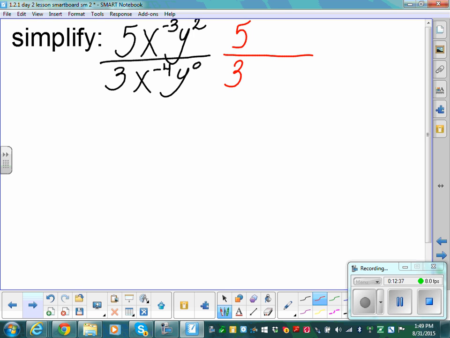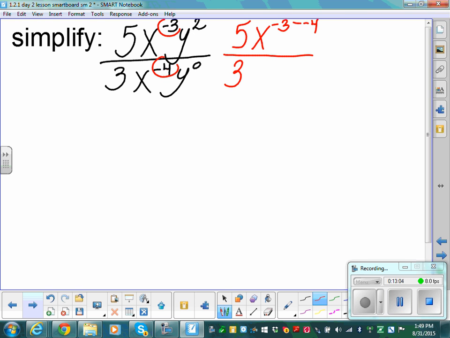Okay, so we're looking at x's. So we have x to the negative 3, the top. Now, I urge you to show your work on something like this because you will make errors if you don't. Negative 3, and then I'm going to write a minus, and then it's the bottom. What is the bottom? Negative 4. Does everybody see that I did the top minus the bottom?